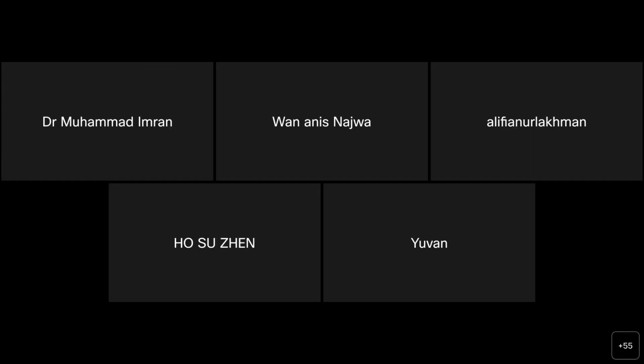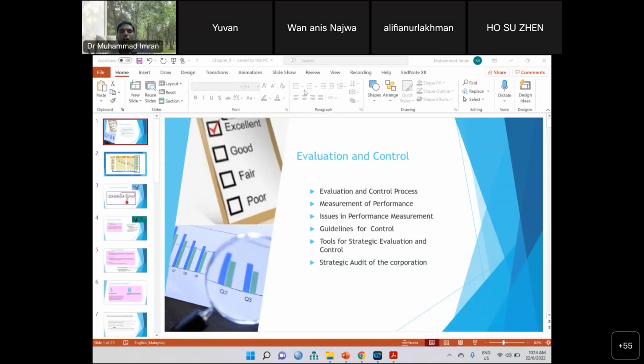So, dear class, today's chapter will be about strategy evaluation and control. These are the contents: evaluation and the control process, measurement of the performance, issues in performance management, guidelines for the control, tools for strategic evaluation and control, and strategic audit of the corporations.